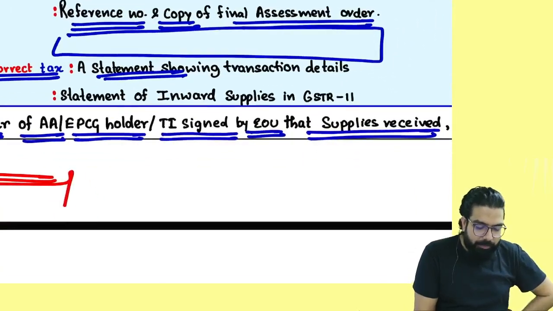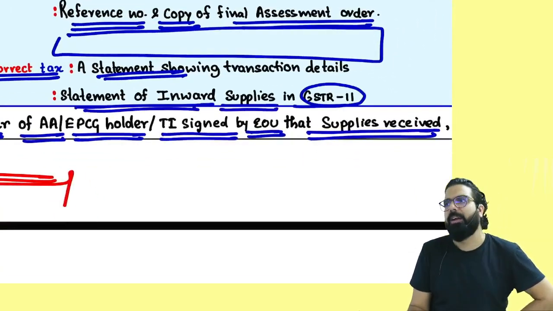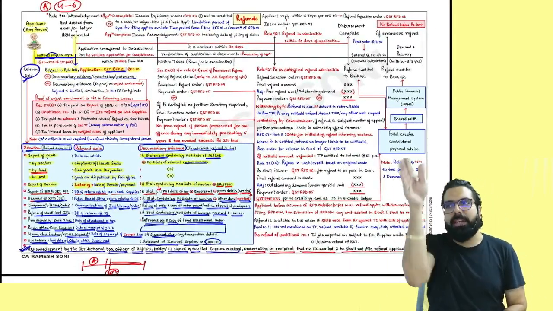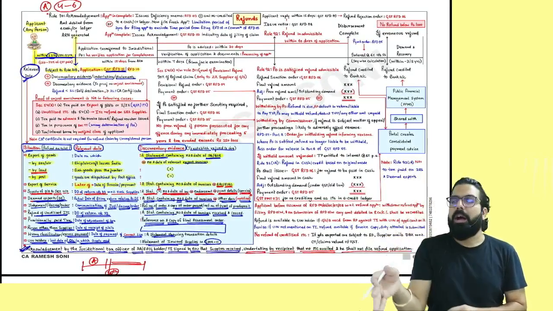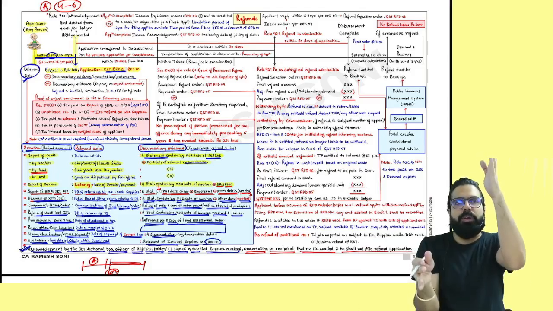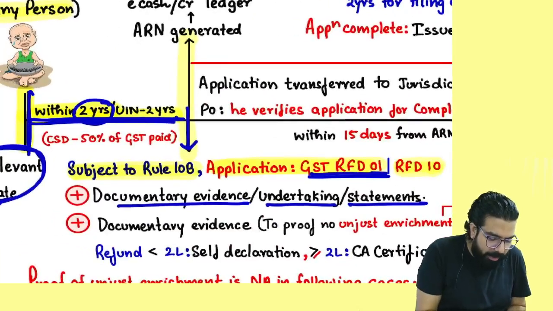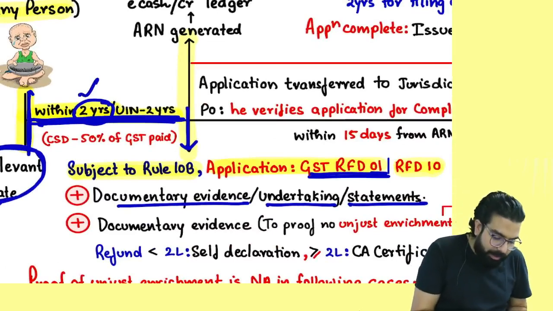And along with that, they should give a statement of all the inward supplies, in which form everyone? GSTR 11. Now, I've gone ahead and told you what are the scenarios in which you will get the refund, along with the various relevant dates and the various documents. Now listen, whenever you have to claim a refund, you should always apply within how much time, everyone? 2 years. Within 2 years.